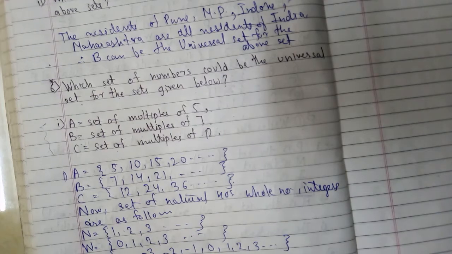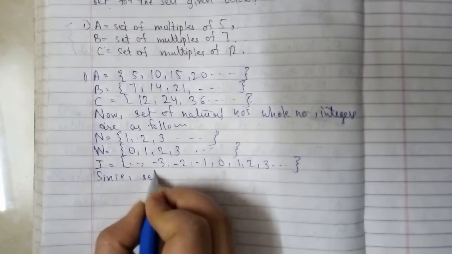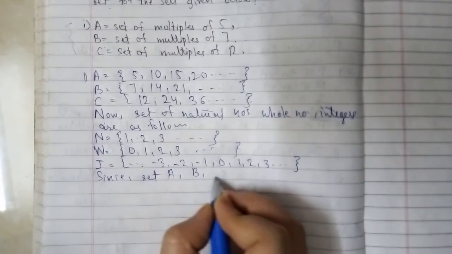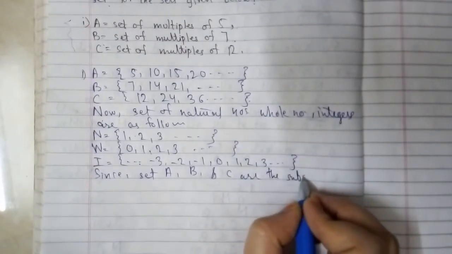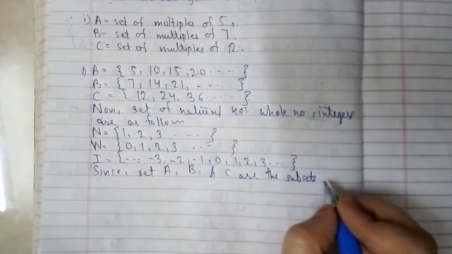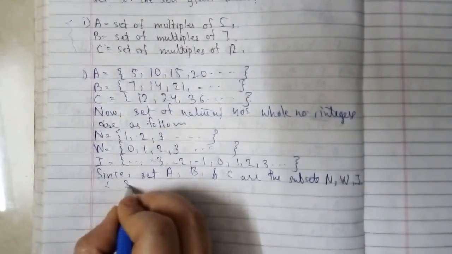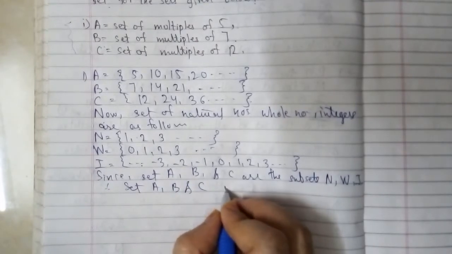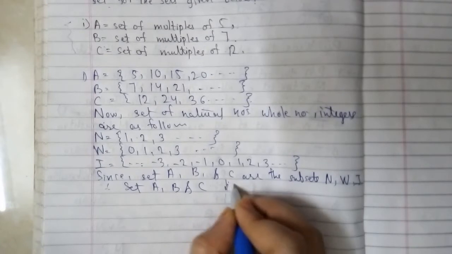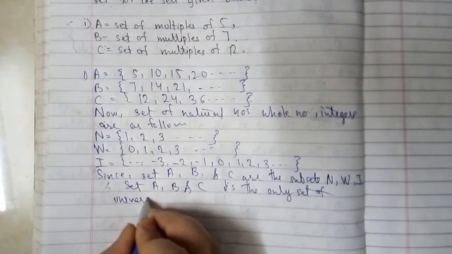So here we can write in a statement: since sets A, B and C are subsets, because all the elements of these sets are present in natural numbers, whole numbers and integers, therefore sets A, B and C have these as their universal set.